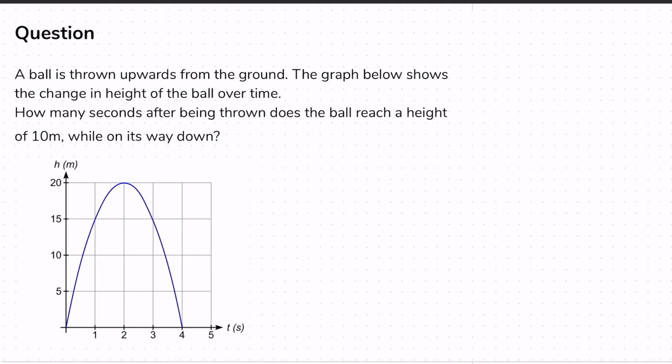Now, a nonlinear graph is just any graph that isn't a straight line, so it's not linear. We often see these in nature, and actually this question is a sort of a physics question, right? It's looking at a ball being thrown upwards from the ground. It goes up and then down, and over time you can see its path in terms of height.